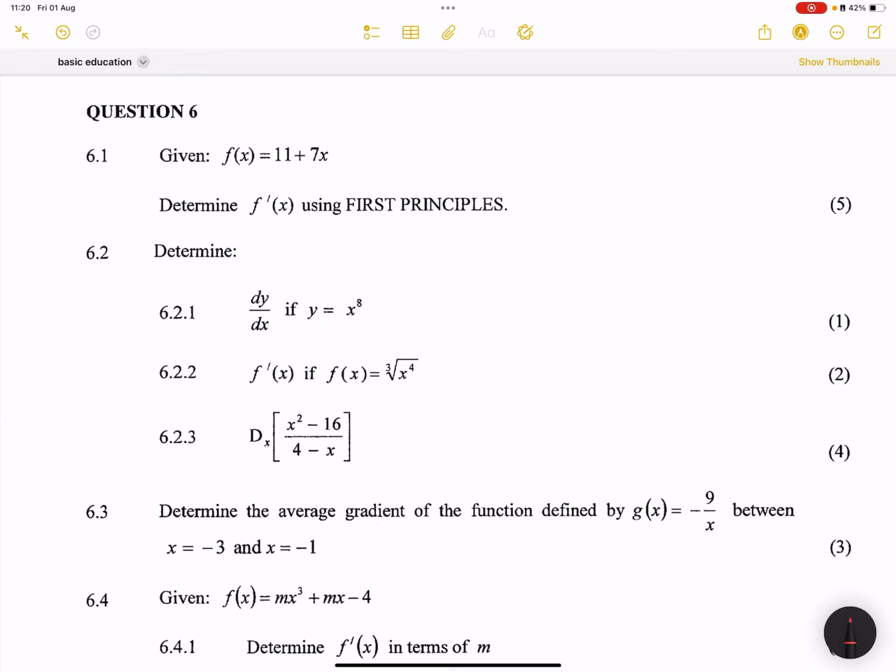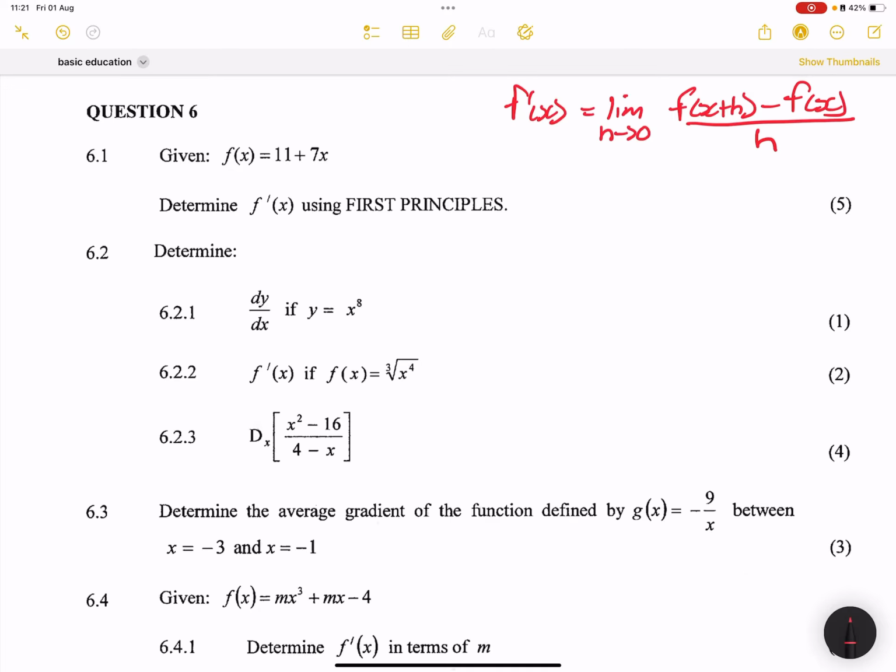Given f of x equals 11 plus 7x, determine f prime of x using first principles. Now remember, guys, when we use first principles, we know that f prime of x is equal to the limit as h tends to 0 of f of x plus h minus f of x, divided by h.